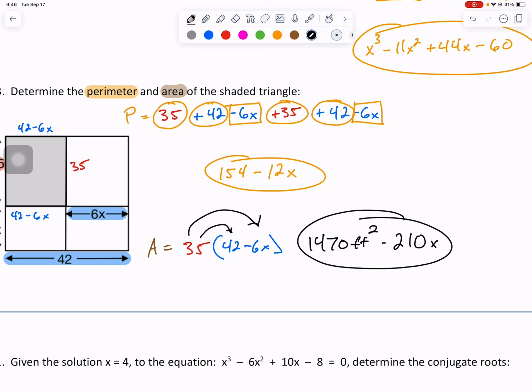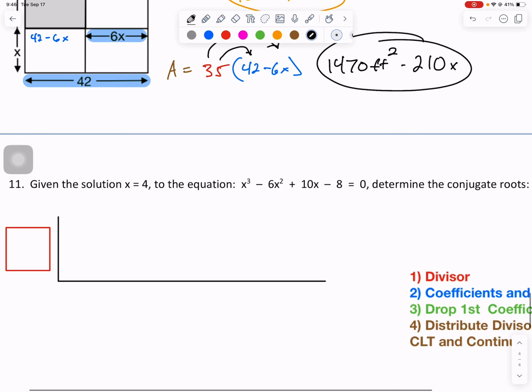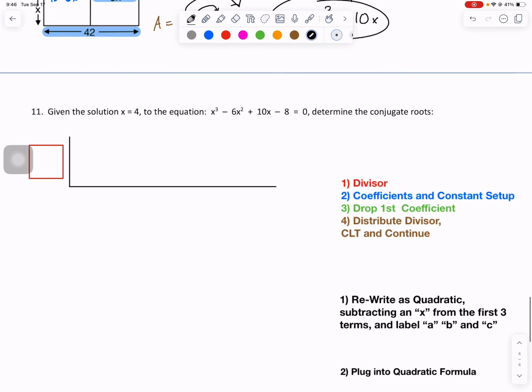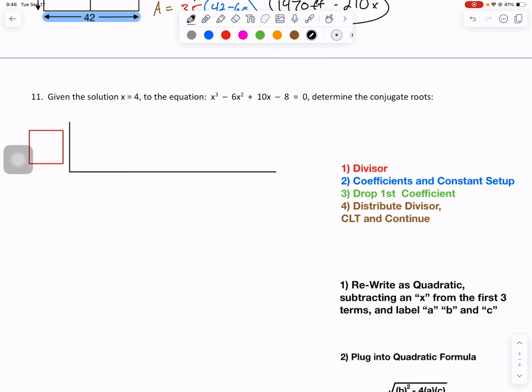All right, number 11, I just gave it its own page. I know, it's a grind. It's not fun. It can be fun if you're into this. I kind of like it. But given the solution x equals 4 to the equation x cubed minus 6x squared plus 10x minus 8 equals 0, determine the conjugate, complex and conjugate roots. Sorry, I forgot to add in complex there.